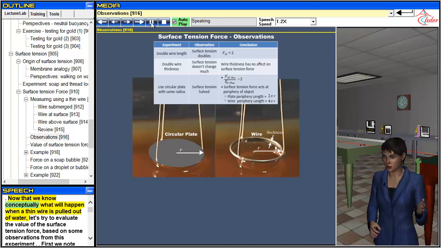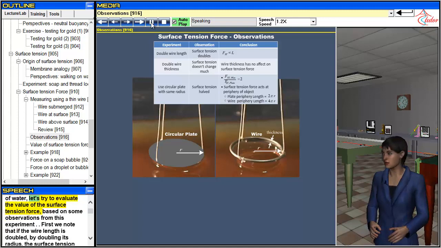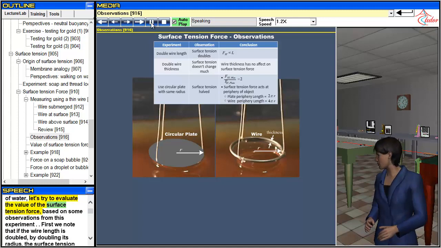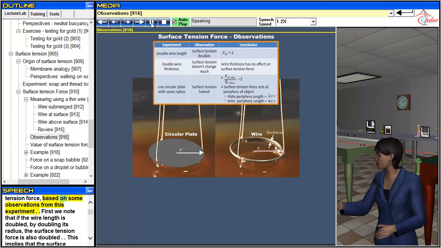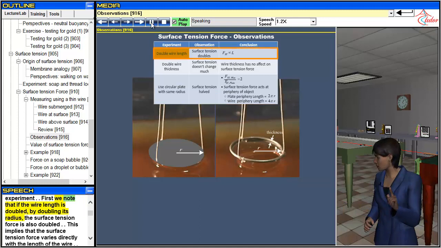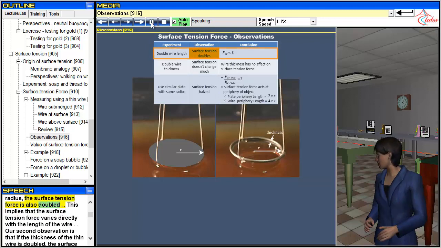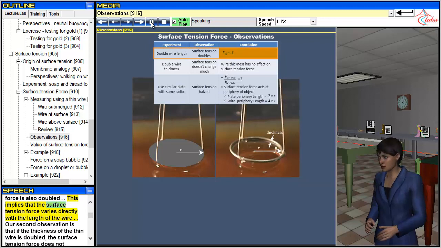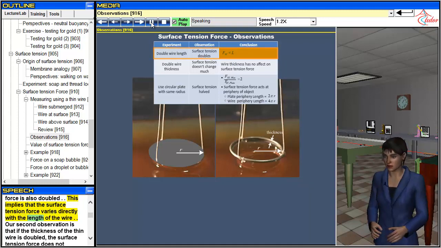Now that we know conceptually what will happen when a thin wire is pulled out of water, let's try to evaluate the value of the surface tension force based on some observations from this experiment. First, we note that if the wire length is doubled, by doubling its radius, the surface tension force is also doubled. This implies that the surface tension force varies directly with the length of the wire.